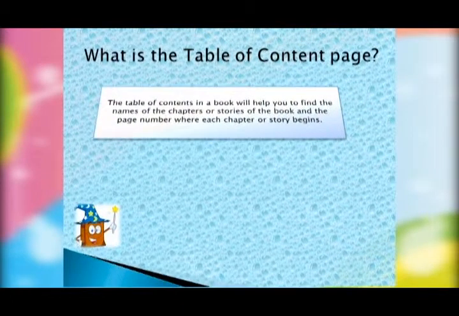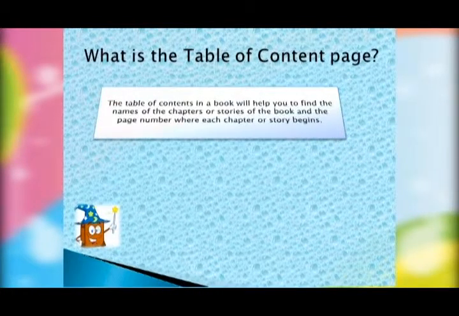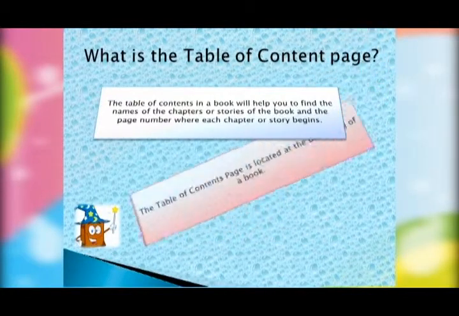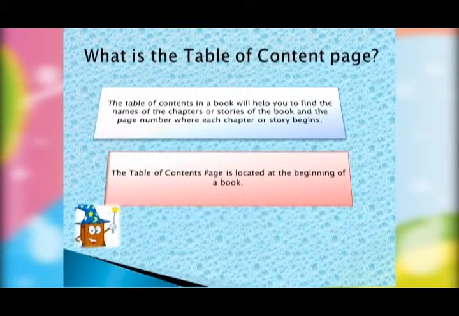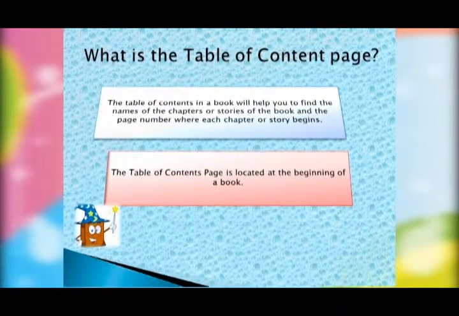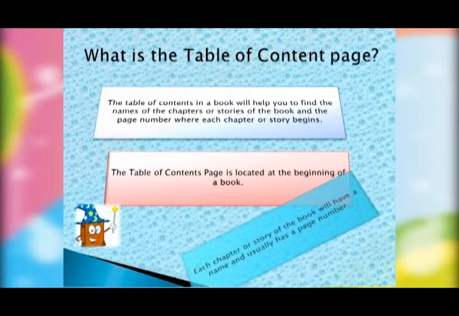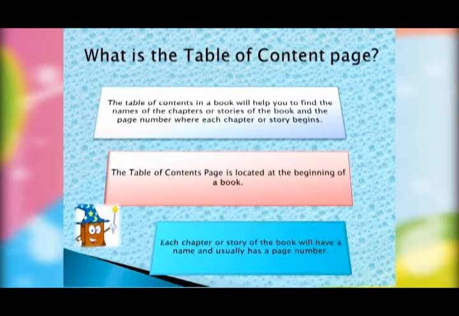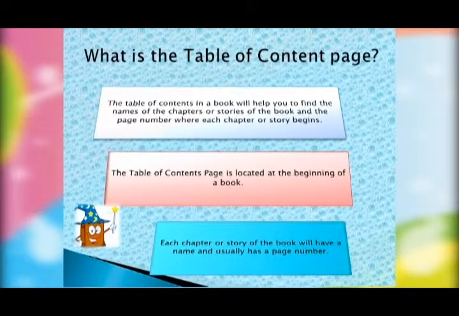The table of contents in a book will help you to find the names of the chapters or stories of the book and the page number where each chapter or story begins. The table of contents page is located at the beginning of a book. Each chapter or story of the book will have a name and usually has a page number.